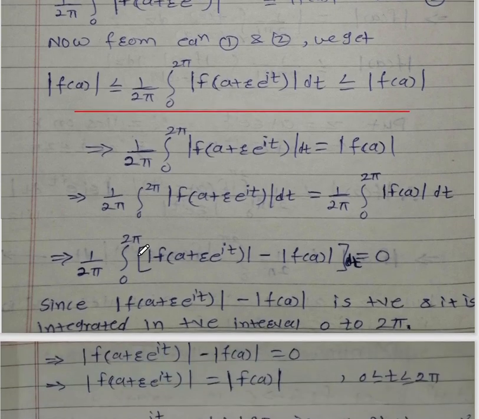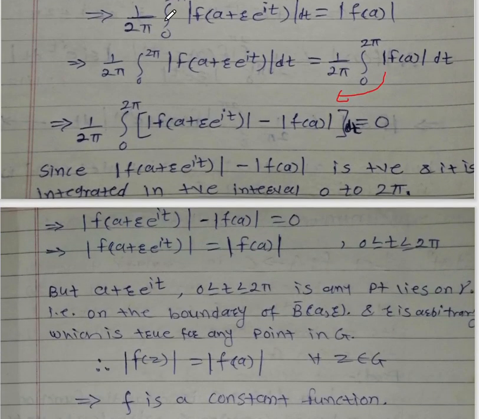Now transfer this term to the left hand side and take 1 upon 2 pi as a common term and the integral 0 to 2 pi as a common term, and take these terms in one bracket. So 1 upon 2 pi integral 0 to 2 pi, in the first bracket mod f of a plus r e raised to power i t, mod complete, minus mod f of a, bracket complete, dt equal to 0. So you can write it in this way, transferring this to the LHS and taking common 1 upon 2 pi and the integral 0 to 2 pi.